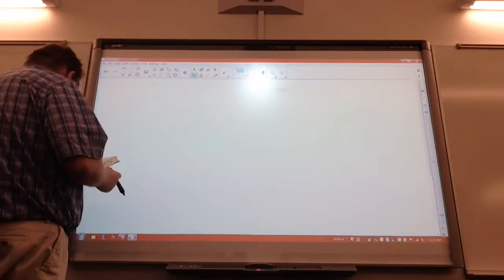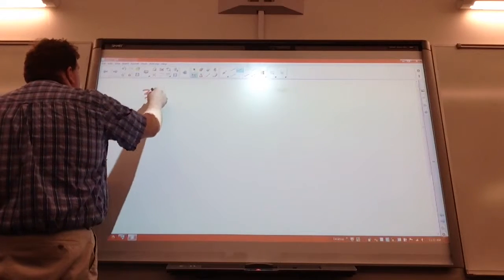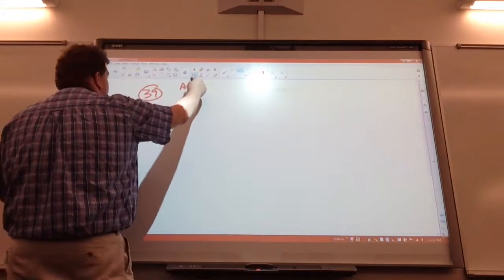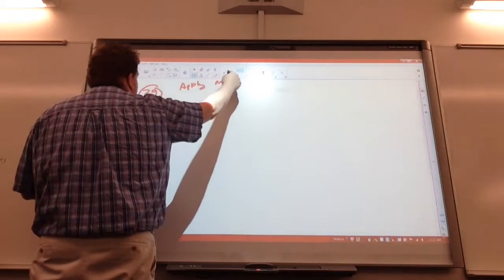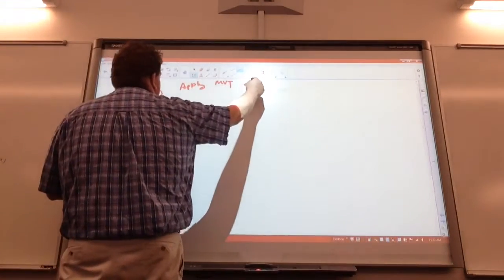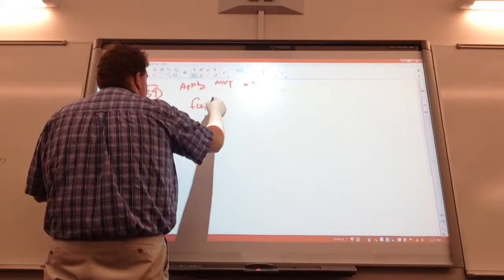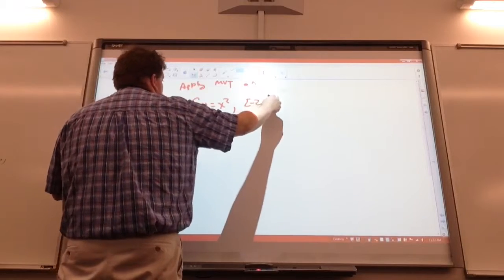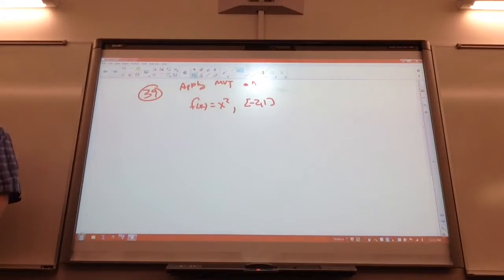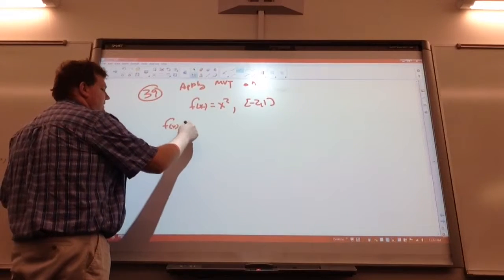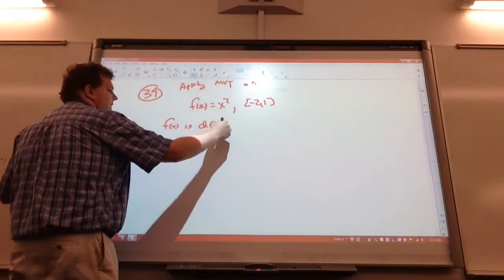So let's take a look at an example of this. This is 39. We're going to apply the mean value theorem. I keep saying Rolle's theorem. Apply the mean value theorem on f of x equals x squared from -2 to 1. Quick question for you all. First test, is that thing differentiable? Yes. So f of x is differentiable on the interval.